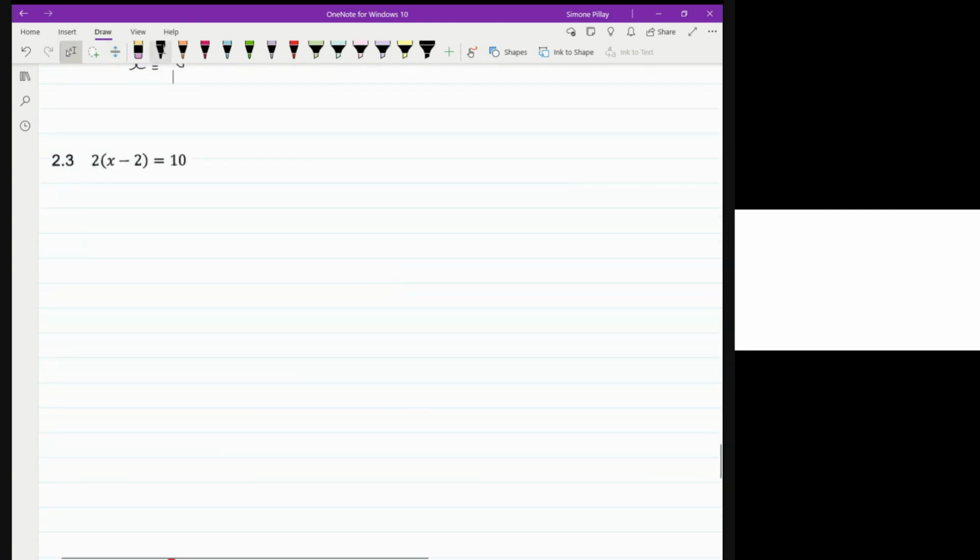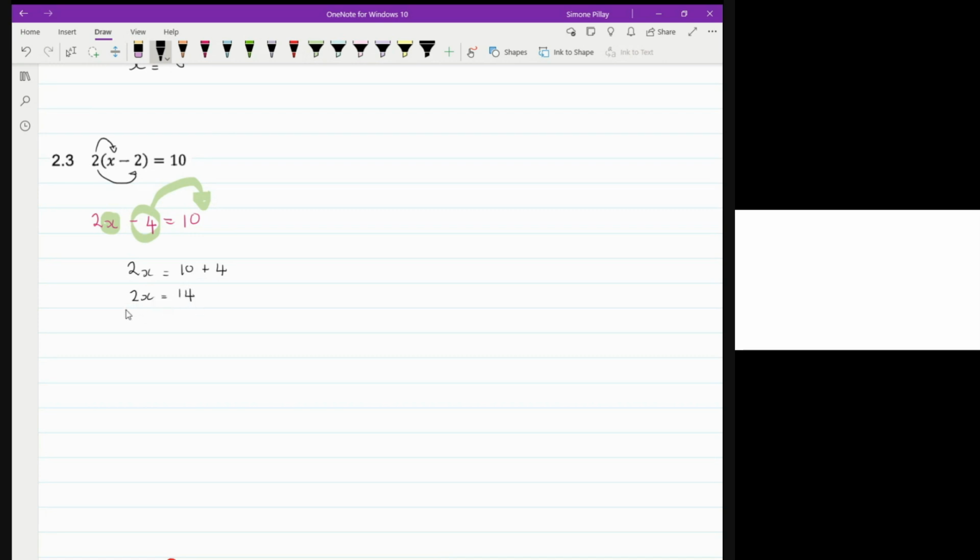And I'm thinking back to my steps. My steps said, okay, if there's brackets, first things first, we want to distribute. So 2 times x is going to give me 2x. 2 times negative 2, 100%, you guys, is giving me negative 4 equals to 10. I want to get my variable by itself. So the first thing I can do is transpose my negative 4. It becomes 2x equals 10 plus 4. 2x is equals to 14.